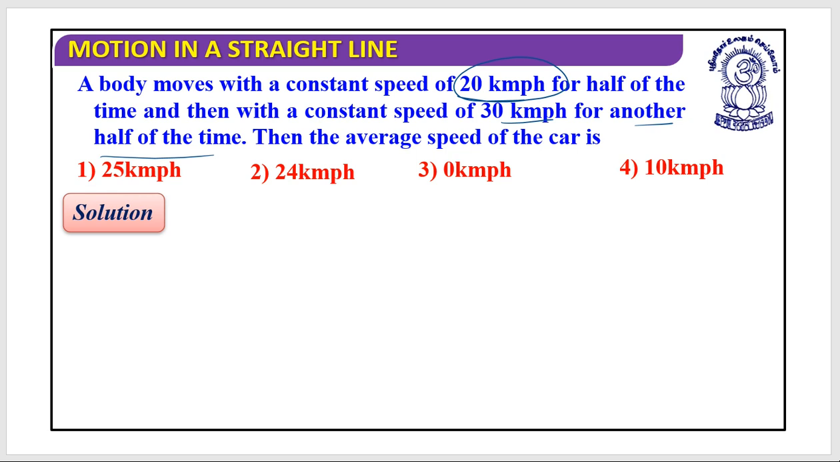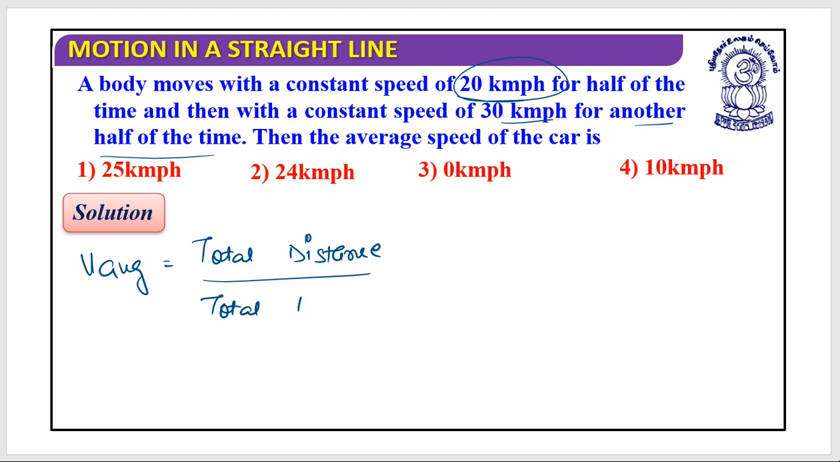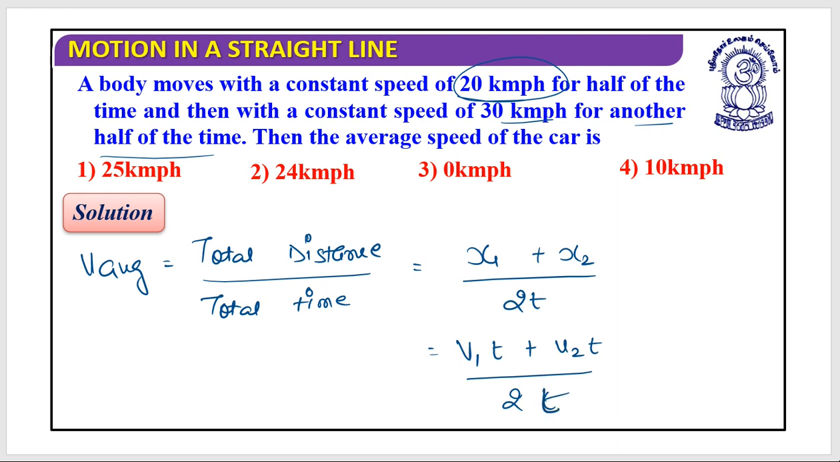What could you do? First, a very fundamental approach: V average is the total distance divided by total time. Distance will be x1 plus x2. Time would be t plus t, that is 2t. Then I need to replace with v1t plus v2t divided by 2t, then put in the values and solve this. Here time is equal.